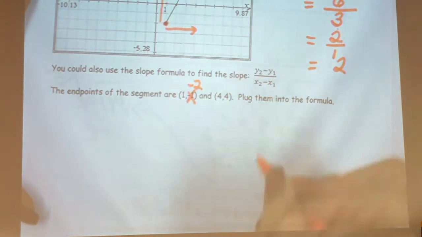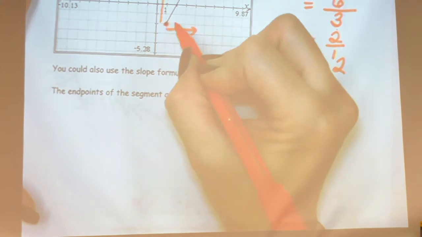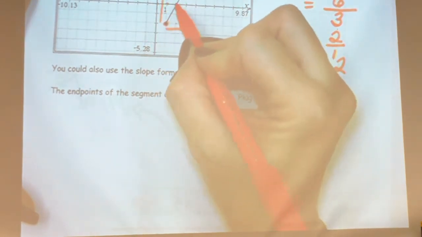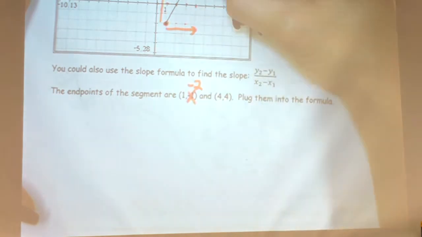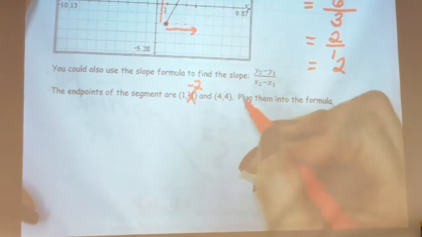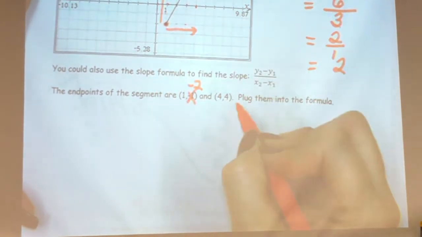Okay? And the next one is over 4. 1, 2, 3, oh, I guess right here. 1, 2, 3, 4, and up. 1, 2, 3, 4. So this one's 4, 4. Okay? So I've got 1, negative 2, and 4, 4.